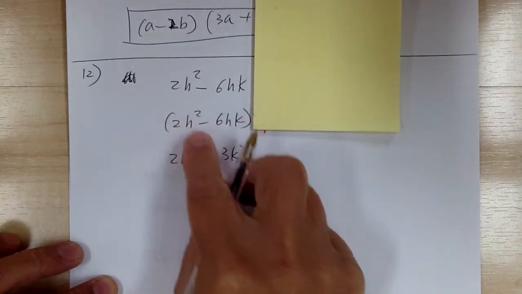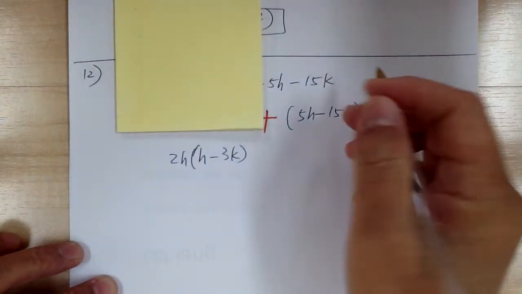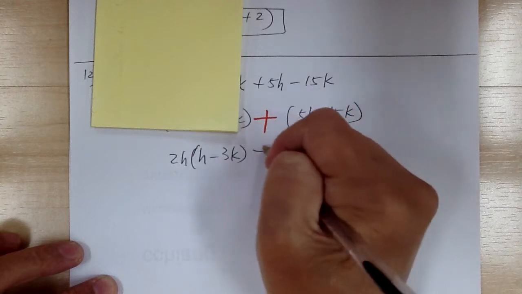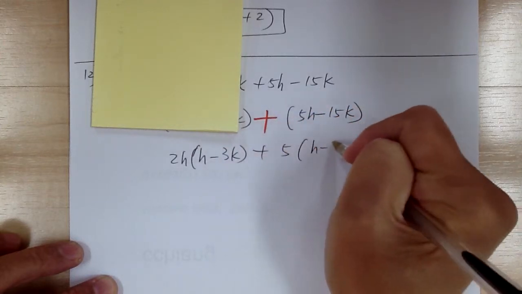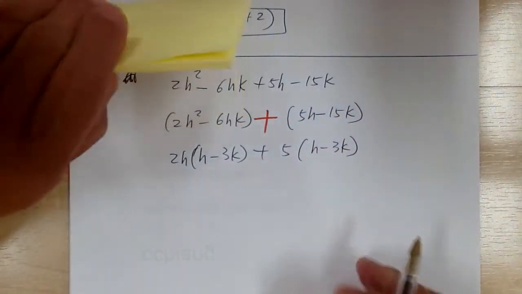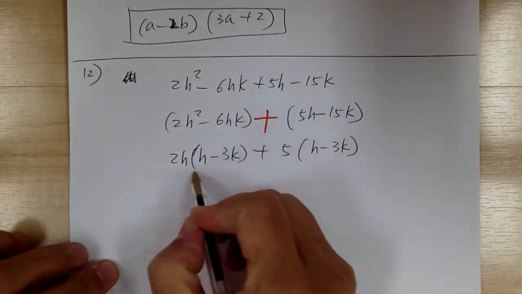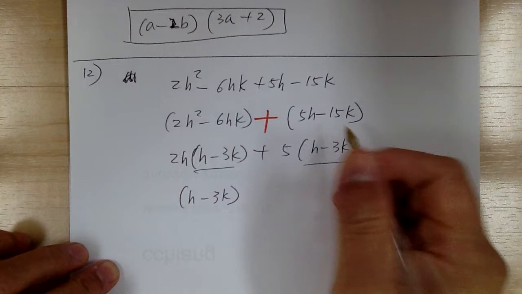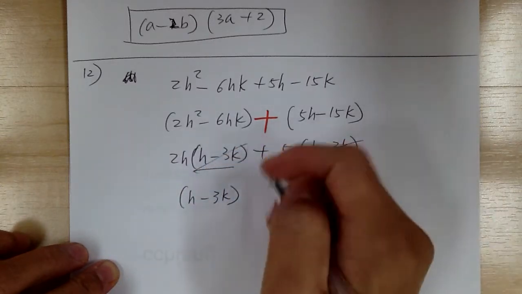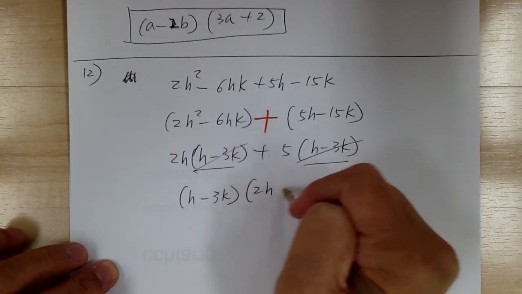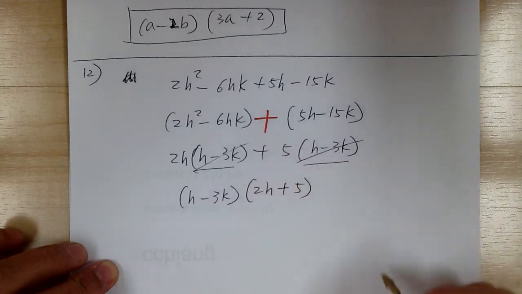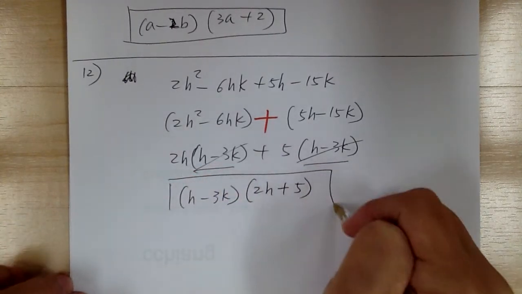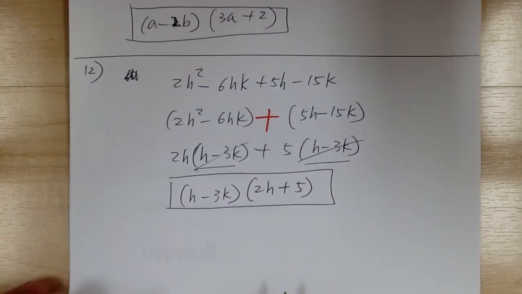Again, multiply to check. Okay, this one you can factor the 5. So it'd be h minus 3k. And now again you got h minus 3k here, h minus 3k, so you can factor it out. Okay, so once you factor, it's gone. So the left over would be 2h plus 5. Okay, next one.